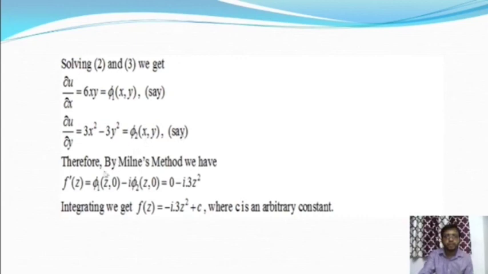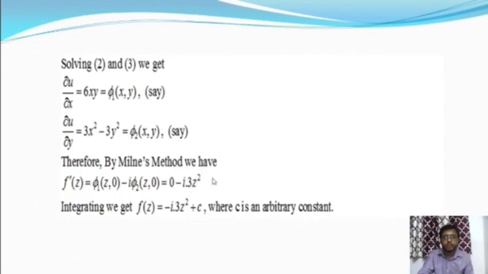Now applying the Milne-Thomson method, we'll have f dash z is equal to phi 1 of z comma 0 minus i into phi 2 of z comma 0. So here for phi 1 of z comma 0, that means if we put x is equal to z and y is equal to 0, we'll get the value 0. Similarly, for the second case, if we put x is equal to z and y is equal to 0, we'll get 3z square. So f dash z is equal to 0 minus i into 3z square.